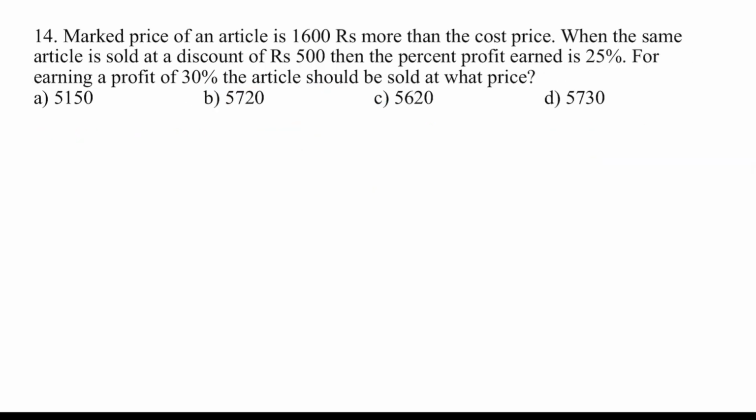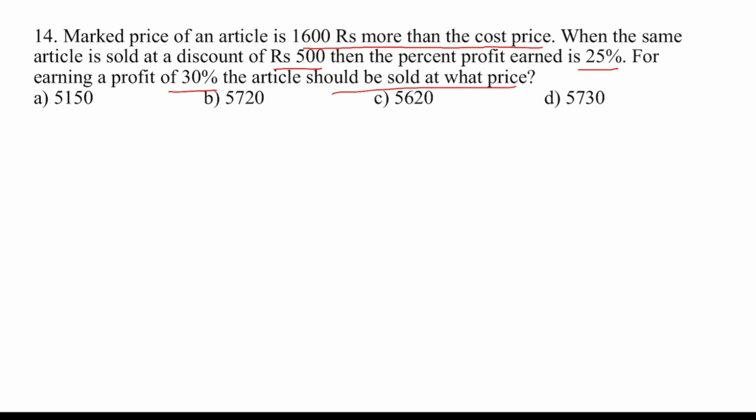The marked price of an article is 1600 rupees more than the cost price. When the same article is sold at a discount of rupees 500, then the percent profit is 25%. Then for earning a profit of 30%, at what price should the article be sold?